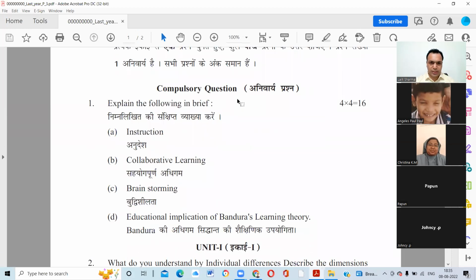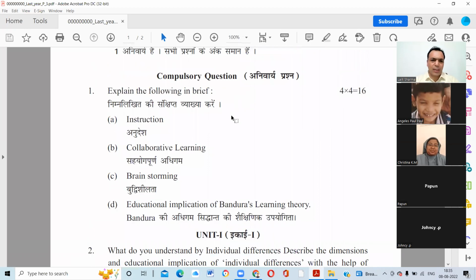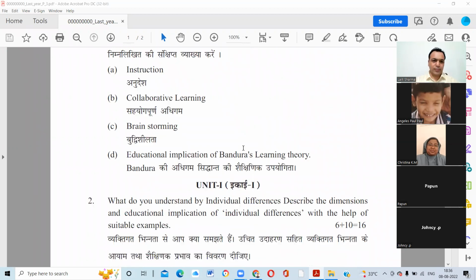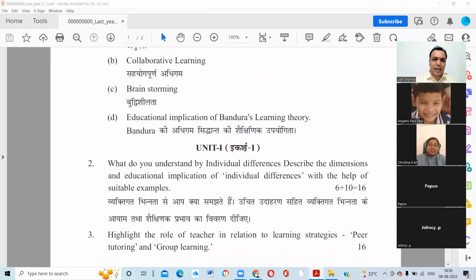So you can see the questions, what the question has come. In the first compulsory part, very easy questions have come. The first is instruction. You have to define the instruction. Then collaborative learning. You are well aware of that because we have discussed it many times. Brainstorming, we have already discussed. And educational implications of Bandura's learning theory. Right, guys? So can you tell me, what is Bandura's learning theory? It talks about the social learning theory of Bandura, right? Bandura says that students learn from observation as well as cognitive ability, right?